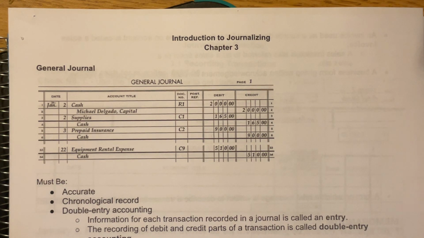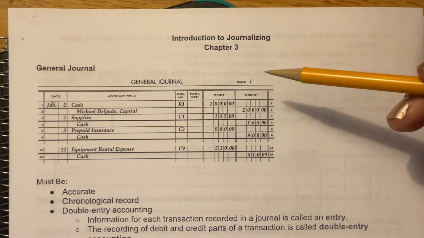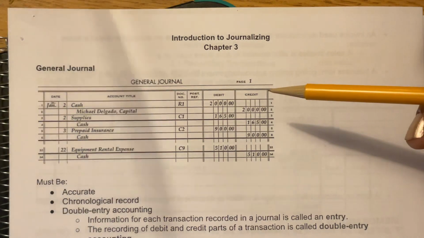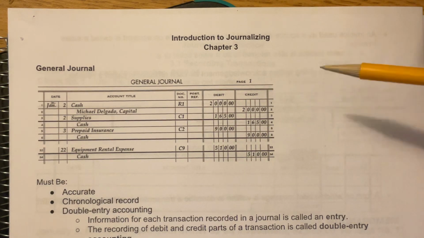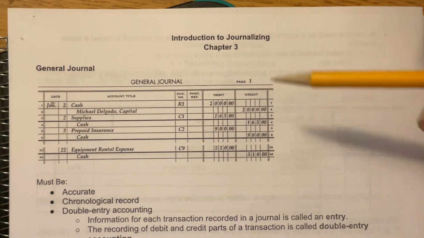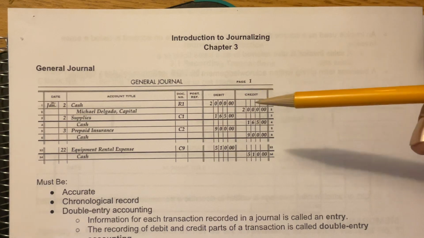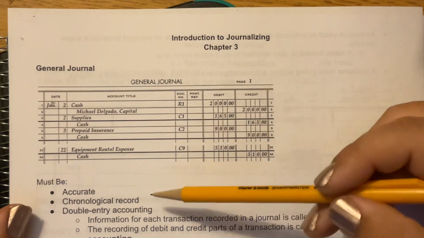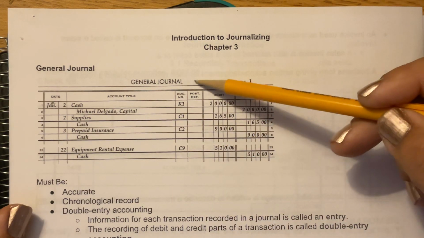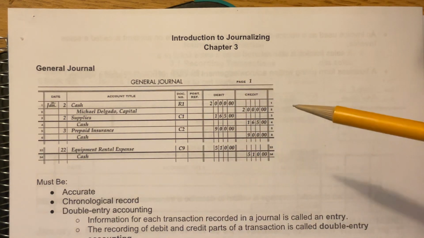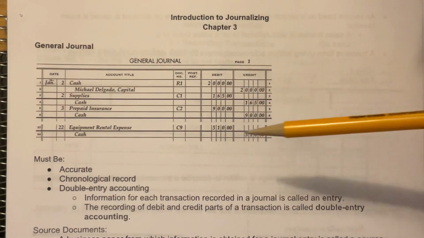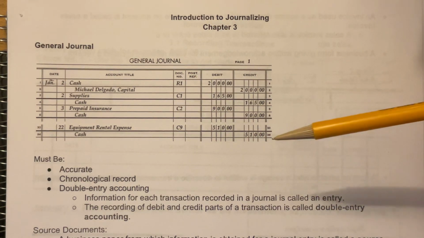Okay. The first step, we definitely have to make sure that we are labeling what page we are on for the actual general journal. This is not a step, but it is something that we have to make sure that we do. Okay. When we are journalizing, we have to make sure things are accurate. You can't lie. You have to make sure you have a source document. You have to make sure you're able to prove it is what it is.